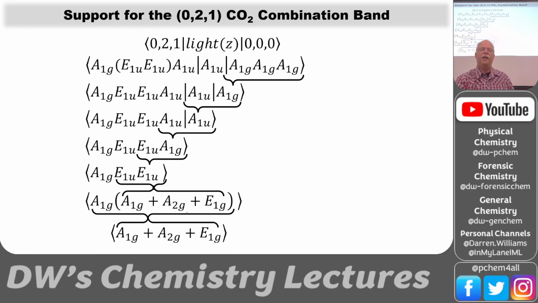And so this is why, when I say at the end, when you get down and there's no more multiplications, if the integrand, the thing that's being integrated, contains the top row, then it's not zero. So the top row is A1G, it's in that sum somewhere. And since we have an A1G term in that sum, this integral is not equal to zero, and so we have the possibility of this combination band showing up in the infrared. Now, the sad part of using symmetry is we don't know how strong it will be, but it is allowed. And so this is support for that band being assigned the way it is.